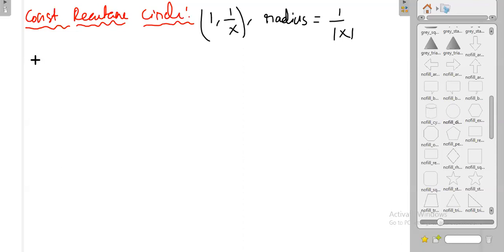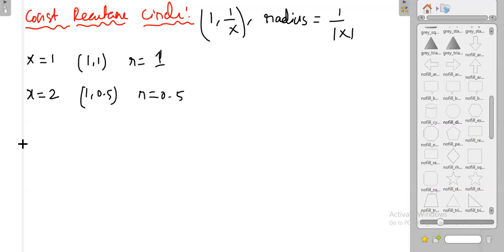First I'll put some realistic values. Say for example, X is equal to 1. What happens when X is equal to 1? The center is 1 comma 1. What is the radius? Radius is 1 only. When X is equal to 2, the center is 1 comma 0.5, and the radius is 0.5. When X is equal to 0.5, the center is 1 comma 2, and the radius is 2.